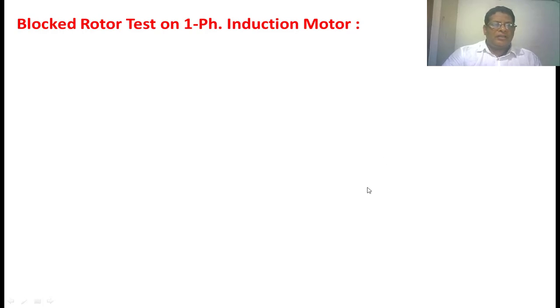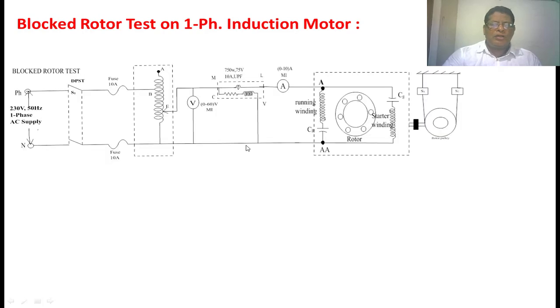First, we are going to see the blocked rotor test on a single phase induction motor. The name itself says it: we are blocking the rotor of the single phase induction motor. We apply a very small voltage through the autotransformer. Whenever the current reading equals the rated current of the induction motor, you note down the readings of the voltmeter, wattmeter and ammeter.